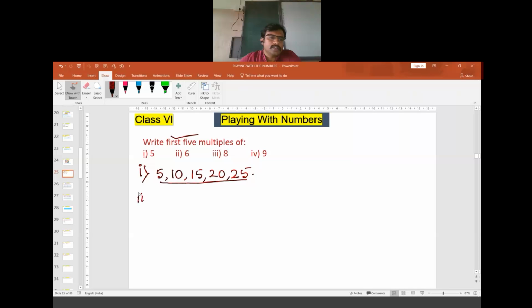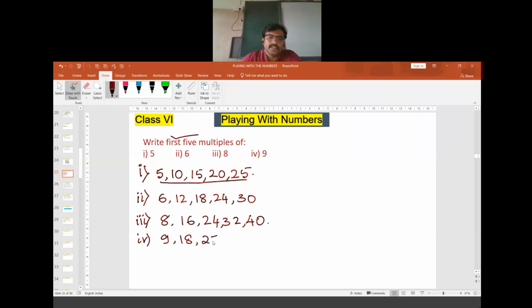Likewise, the multiples of 6. The first 5 multiples of 6 are 6, 12, 18, 24, 30. The first 5 multiples of 8 are 8, 16, 24, 32, 40. The first 5 multiples of 9 are 9, 18, 27, 36, 45. So in this way we are going to find the multiples.